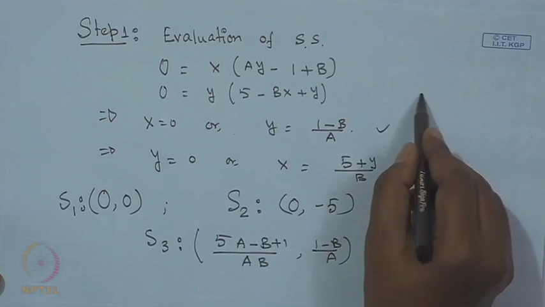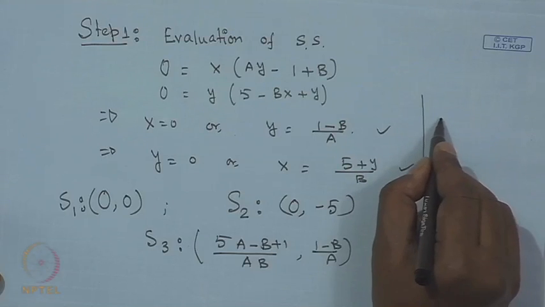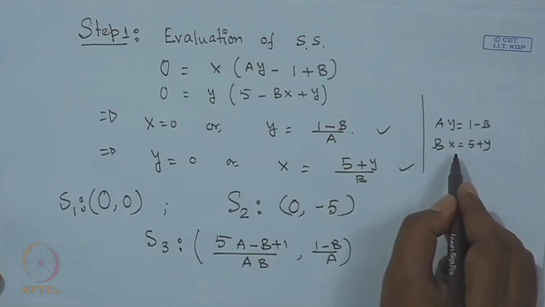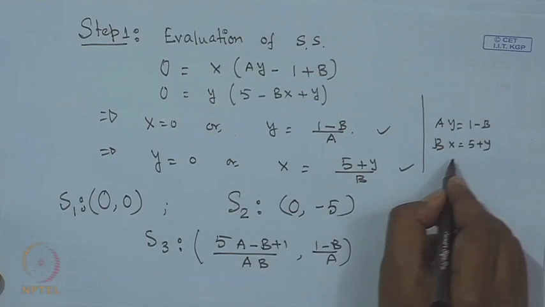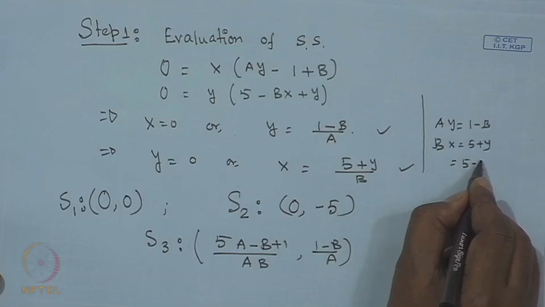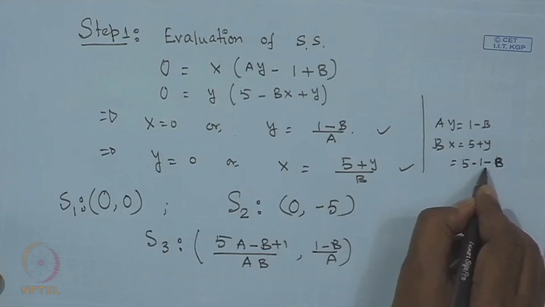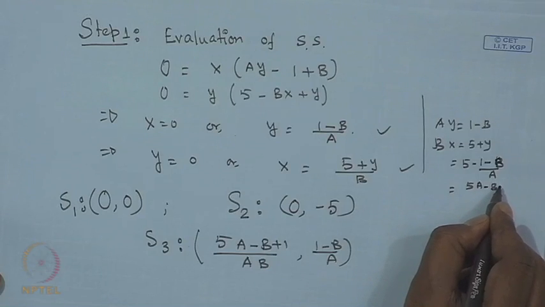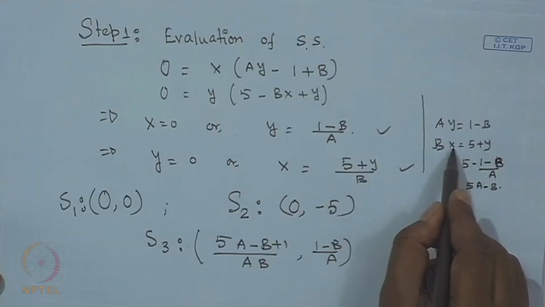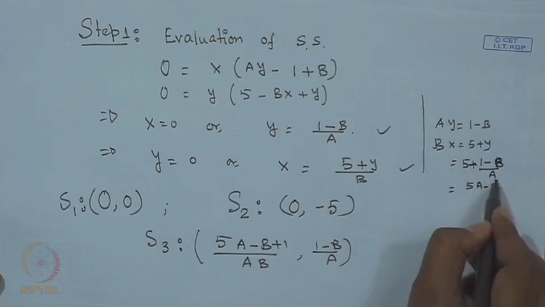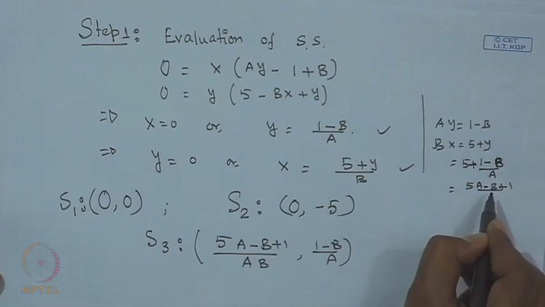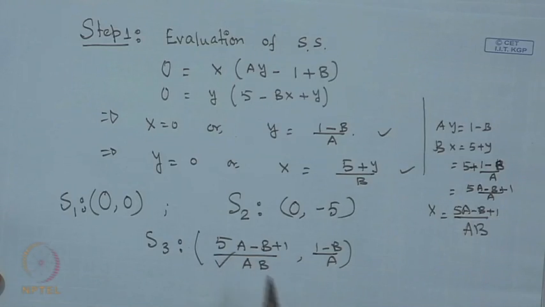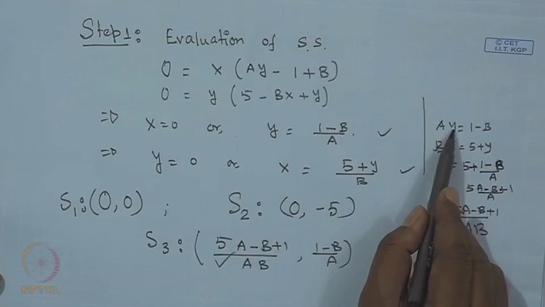How to get this steady state? If we simply solve these two equations, ay = 1 − b and bx = 5 + y. If you put the value of y there, bx is 5 plus y, which is 5 + (1 − b)/a. So, it becomes (5a − b + 1)/a. So, x becomes (5a − b + 1)/(ab). So, you will get the first value of the steady state, and corresponding to that, y becomes (1 − b)/a.